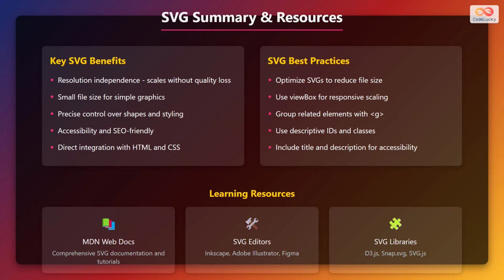Some best practices include optimizing SVGs to reduce the file size, using viewBox for responsive scaling, grouping related elements with the g element, using descriptive IDs and classes, and including a title and description for accessibility. If you're looking to learn more, check out the MDN web docs for comprehensive SVG documentation and tutorials. You might also want to check out some SVG editors, such as Inkscape, Adobe Illustrator, and Figma. Finally, there are a number of SVG libraries such as D3.js, Snap.svg, and SVG.js.